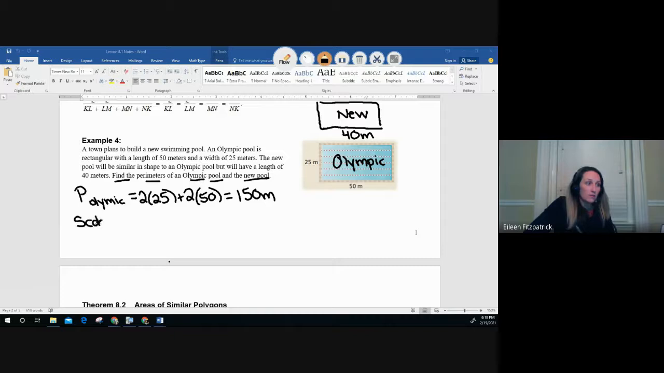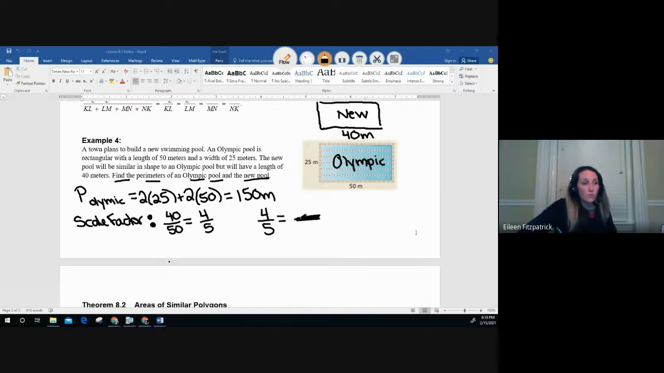The scale factor. All right. Remember, the scale factor is your image over your pre-image. So your new over your old. The scale factor is 40 over 50, which simplifies down to 4 over 5. Now, the theorem above says that your scale factor is equal to the ratio of perimeters. So my scale factor has to equal the ratio of the perimeters.